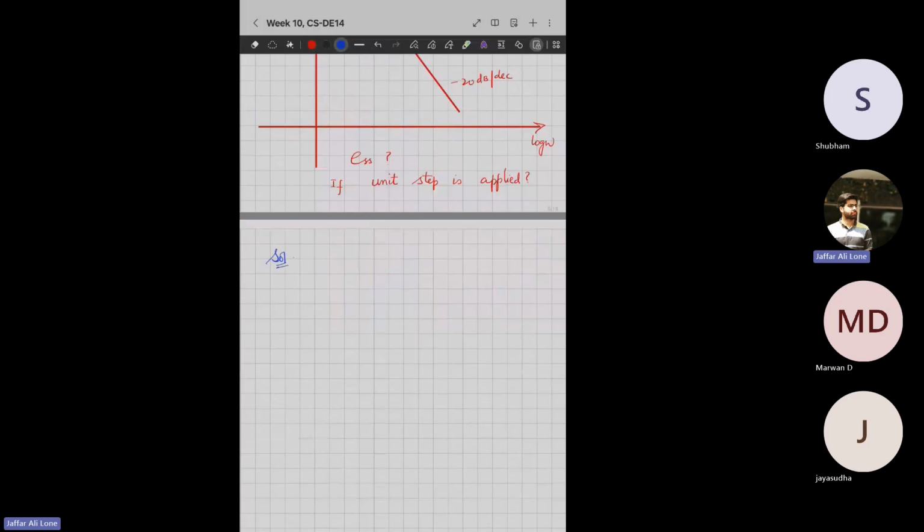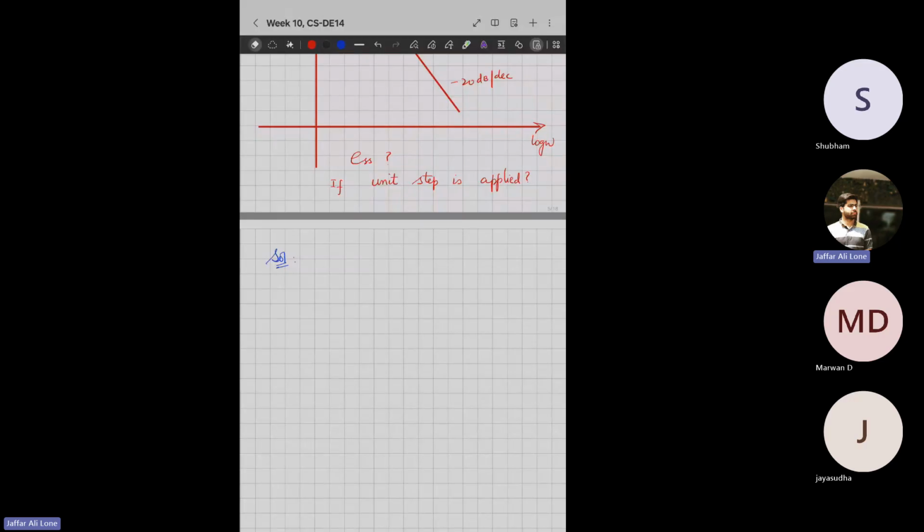So the answer is basically it's a type 1 system and we're applying a unit step. For the steady state error to be finite for a type 1 system, the input has to be a ramp, right? The steady state error will only be finite for a type 1 system when we apply a ramp input. Otherwise, it will always be either 0 or infinity. So if you apply a unit step, then you have a 0 steady state error. If we apply a parabolic input, then we have infinity.